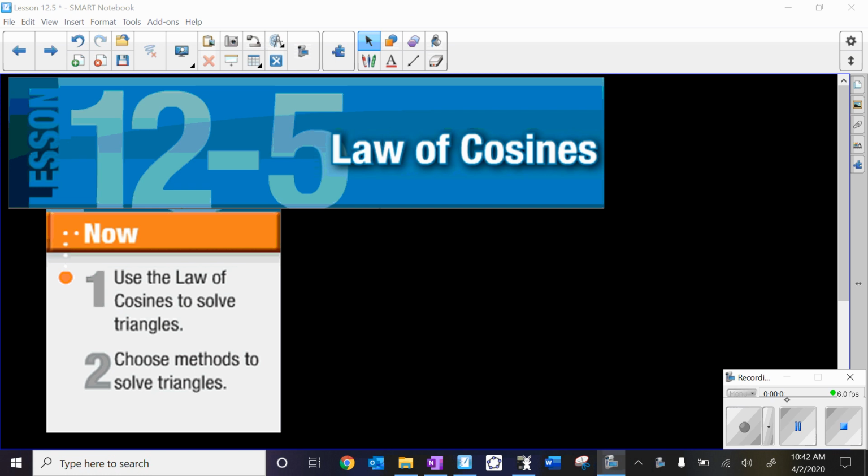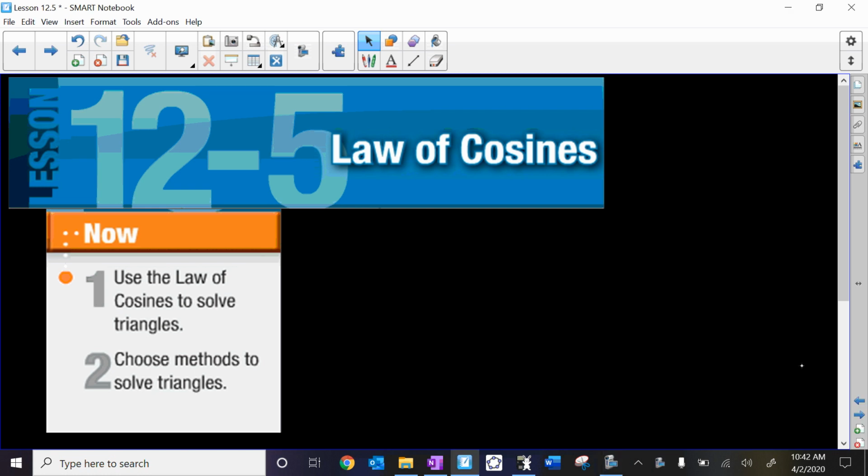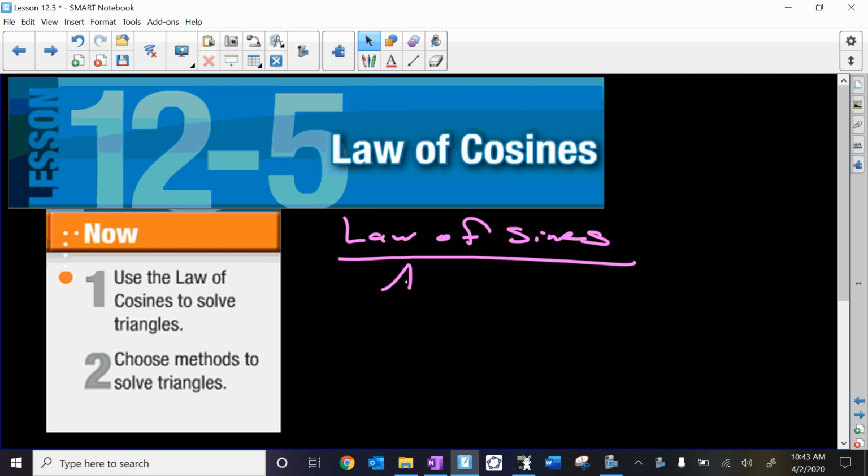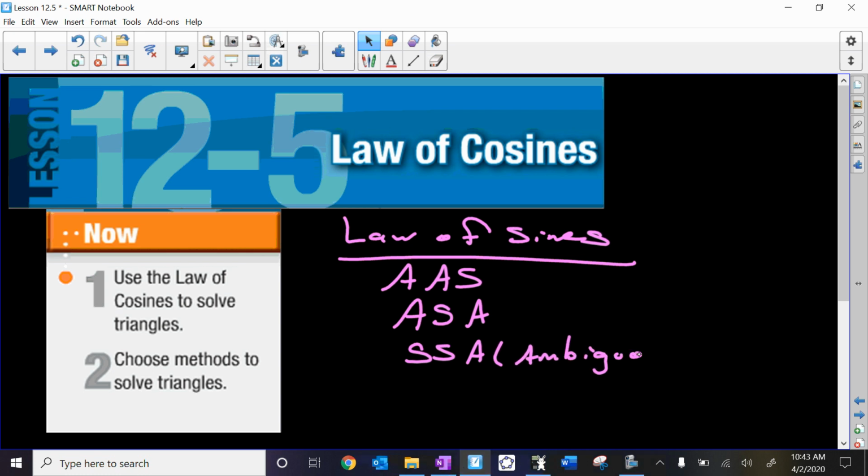In section 5, we're going to look at using the law of cosines. The law of cosines is really used when the law of sines does not work. So just to recap, when we used the law of sines, we used it in 3 scenarios. We used it when we had angle, angle, side, angle, and then we were also able to use it at times when we were given a side angle. Remember, that was the one that produced our ambiguous case.